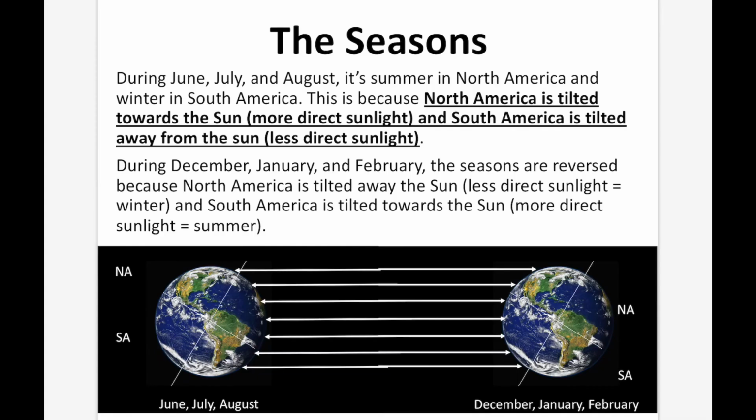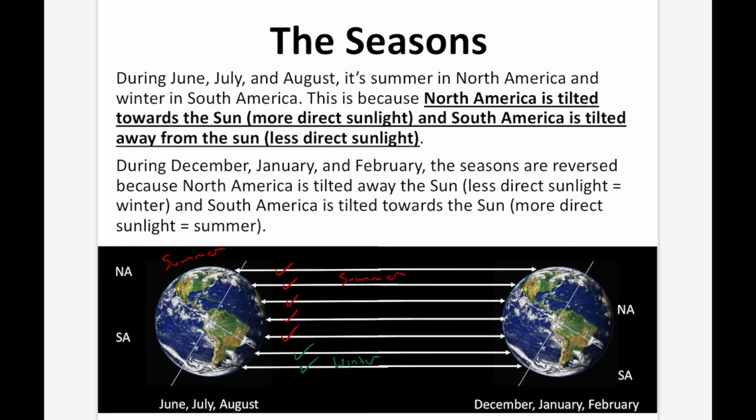So let's check your answer. During June, July, and August, it's summer in North America and winter in South America. This is because North America is tilted towards the sun, more direct sunlight, and South America is tilted away from the sun, less direct sunlight. So this is what we're talking about right here. This is the summer months right here for North America. And you can see all the direct sunlight we're getting. 1, 2, 3, 4, 5 beams of light compared to 1, 2 in the Southern Hemisphere. So that's why we're going to get winter down here and summer up here.